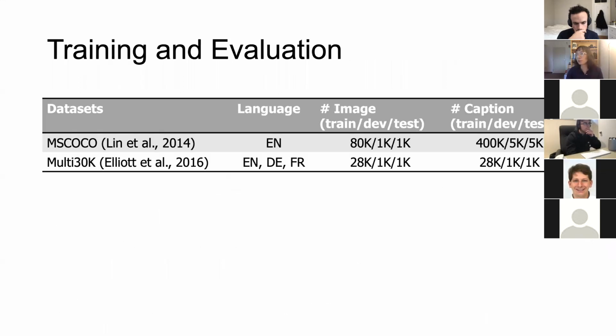So let's look into some results we get. We first state the training and the evaluation datasets we are using. We perform all the evaluation on the MS COCO dataset, which contains around 80K sentences for training. In MS COCO, each image is associated with 5 captions. And we also present our results on the Multi30K dataset, which has multilingual image caption annotations, including English, German, and French.